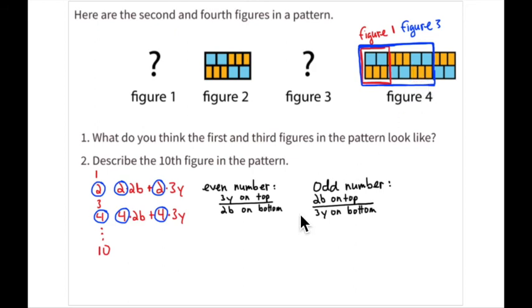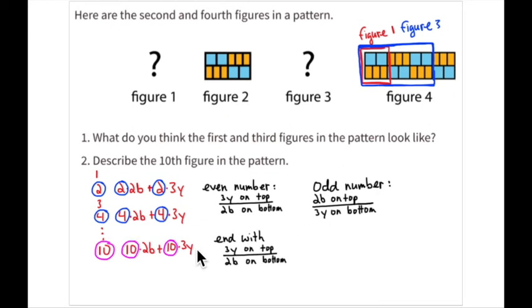And there's something else going on, and that is what's on top and what's on the bottom. For the even number of figures, it looks like it ends with 3 yellow rectangles on the top and 2 blue rectangles on the bottom. Whereas the odd number of figures end with 2 blue rectangles on the top and 3 yellow rectangles on the bottom. Now, I don't know if they mean for you to look at it that way. It's just the way that I'm looking at it.